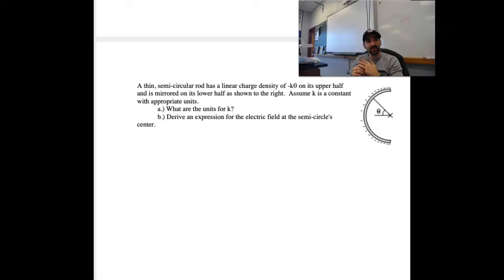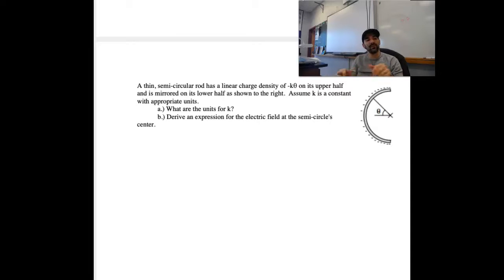Now, in the problem you see in front of you, we're talking about a thin rod that's bent into a semicircular shape. They talk about linear charge density. We're looking for an electric field. We're looking for units of whatever that constant is, K. So I'd like you to take a minute, read through the problem, write down any important information that we need, and we're going to move forward.